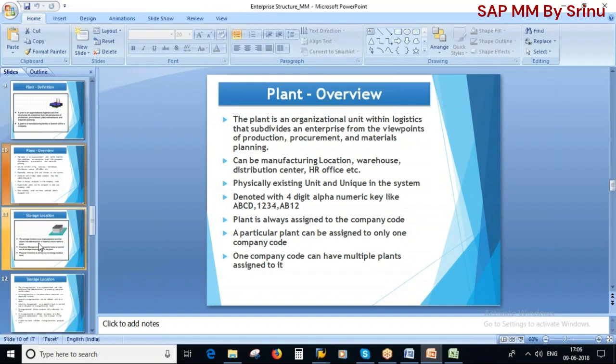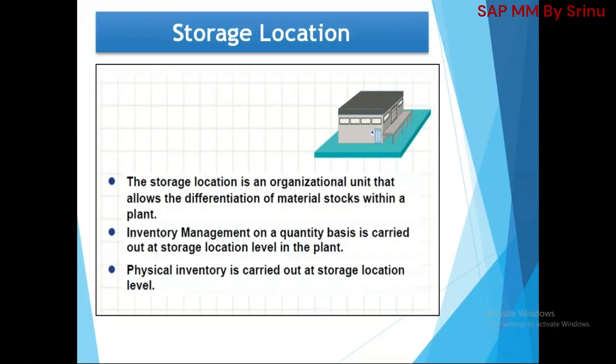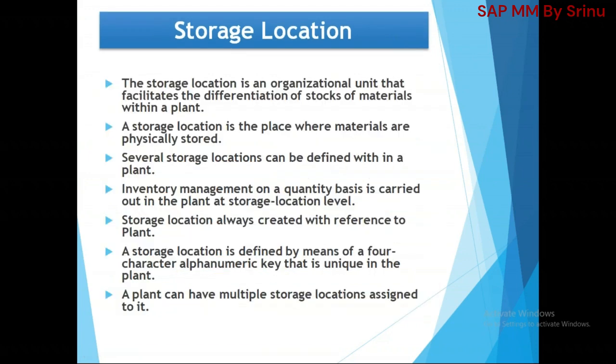So once the plant is done, next one is storage location. So what is storage location? Storage location is the place in the organization where you keep your materials. The storage location is an organizational unit that allows differentiation of material stocks within a plant. Inventory management on a quantity basis is carried out at storage location level in the plant. So the storage location is the place where materials are physically stored.